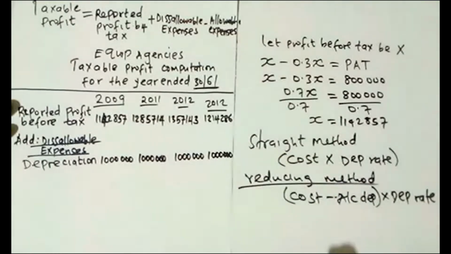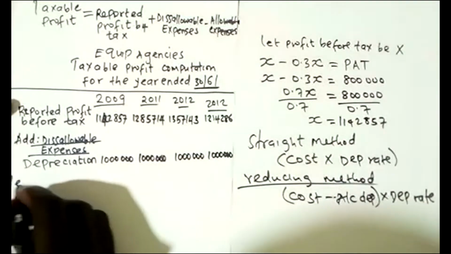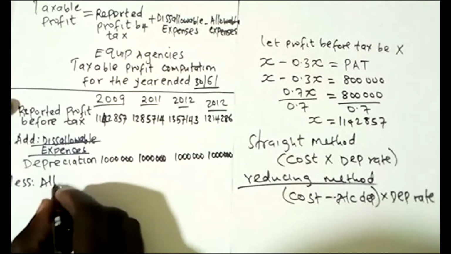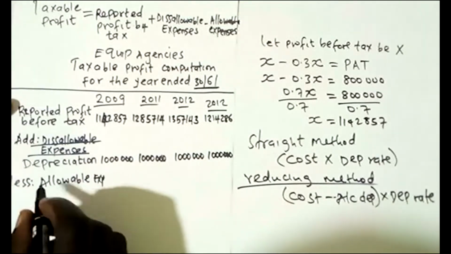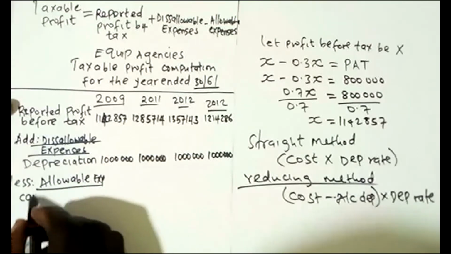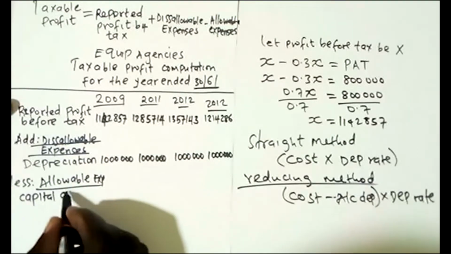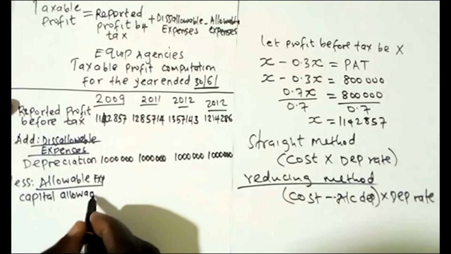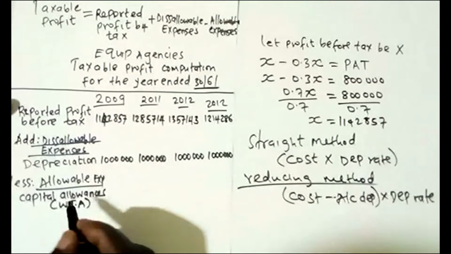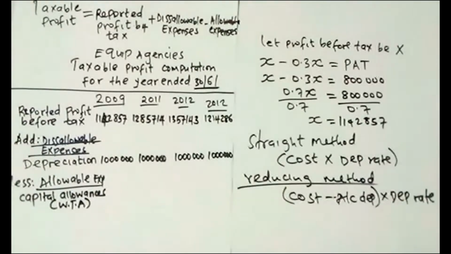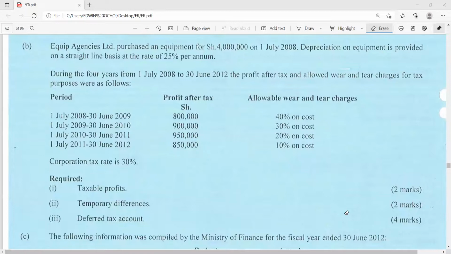That is 1 million. Then you subtract the allowable expenses. The allowable expenses are about the capital allowances. To be specific in this question, we have the wear and tear allowances, WTA. The wear and tear allowances are based on the percentages given, and you multiply with the value of the asset.